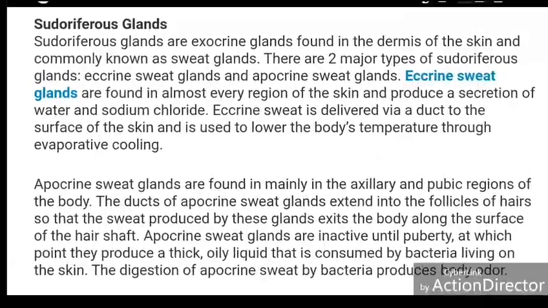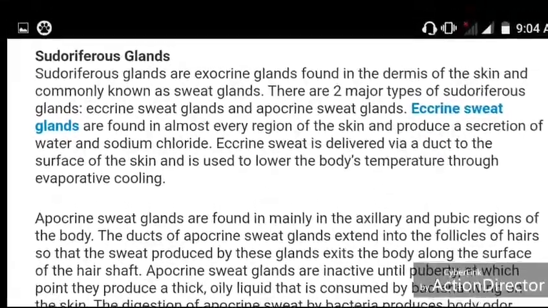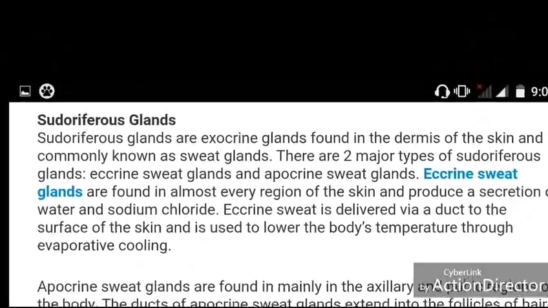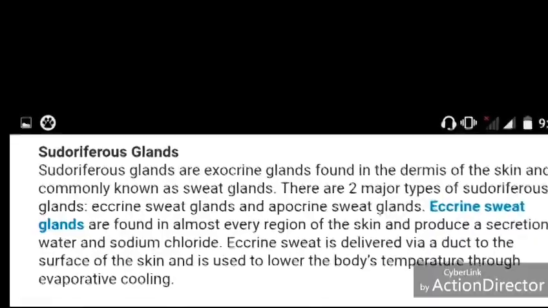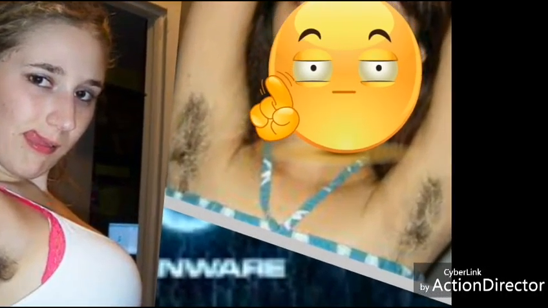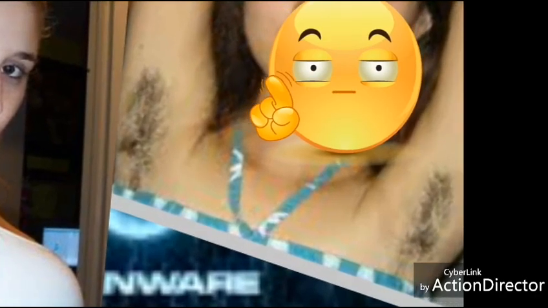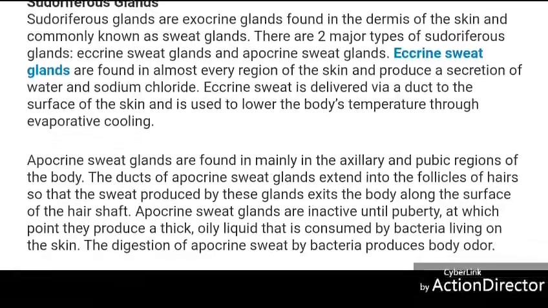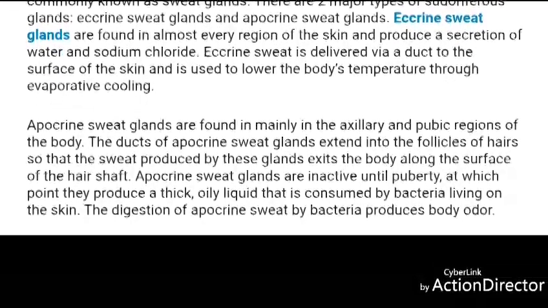Next, the sudoriferous glands. Sudoriferous glands are exocrine glands found in the dermis of the skin and commonly known as the sweat glands. There are 2 types of sweat glands, eccrine sweat glands and apocrine sweat glands. First, the eccrine sweat glands are found in every region of the skin and produce a secretion of water and sodium chloride. That's why your sweat tastes salty. Or something like that. I hate salt actually.